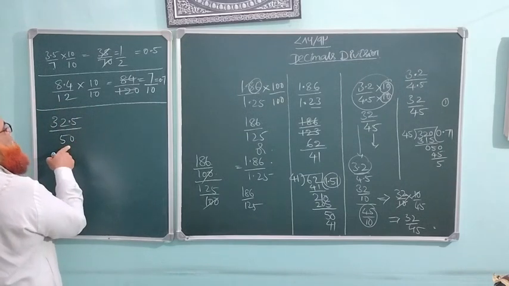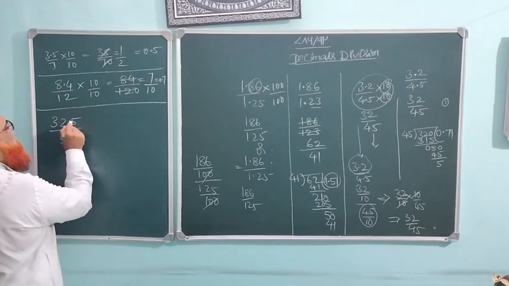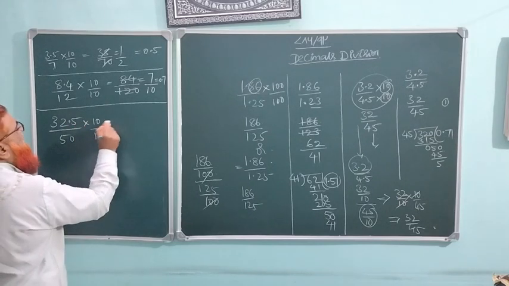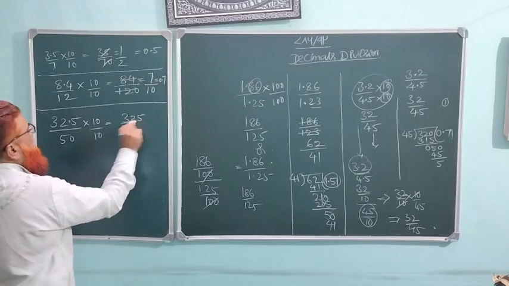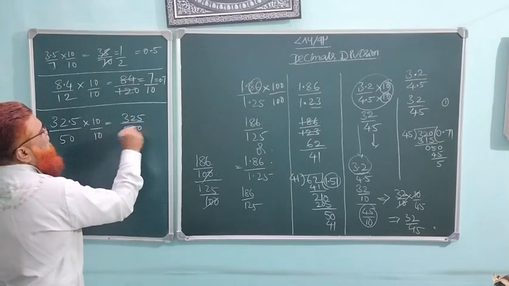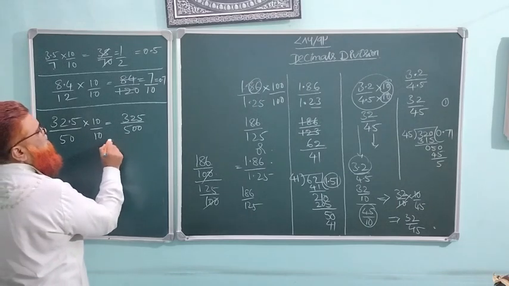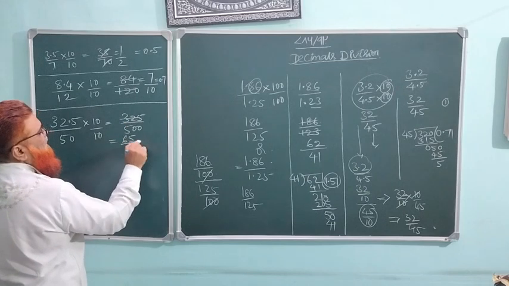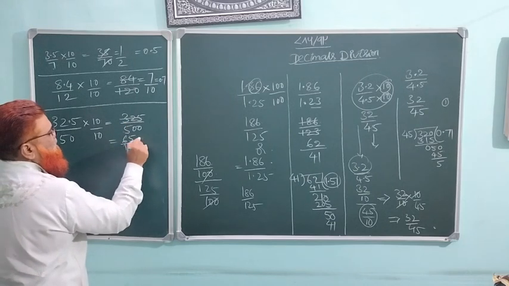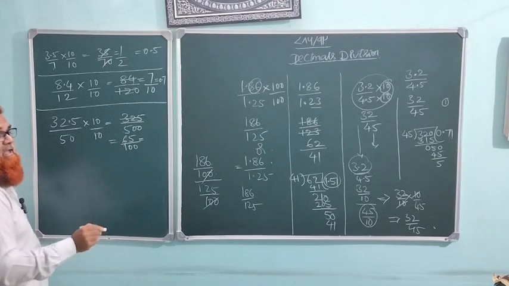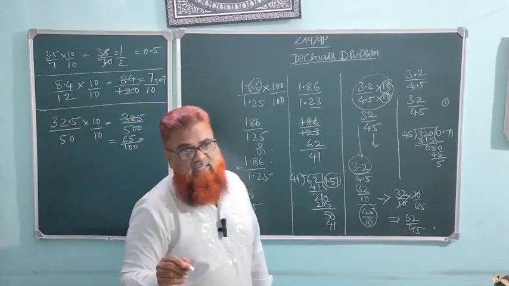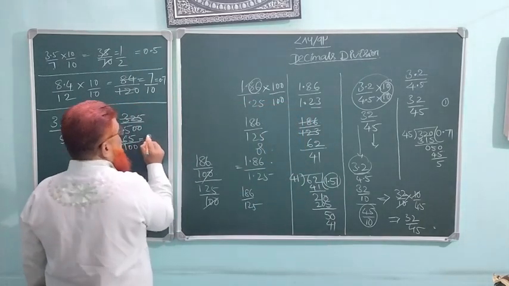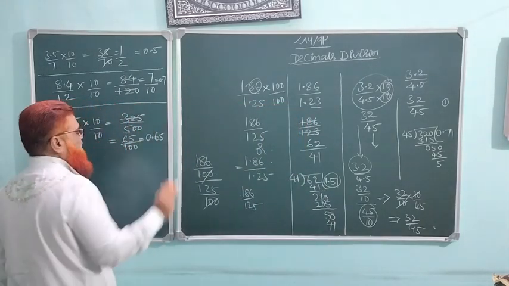32.5 by 50. Again the same thing: after the decimal there is one digit, so multiply by 10, and the lower part is also multiplied. 32.5 times 10 is 325, and 50 into 10 is 500. This can be simplified: 5 sixes are 30, 5 fives are 25, and 5 ones are 5, giving 65 by 100. Then if it is 65 by 100, you can easily write the answer as a decimal, 0.65. The value is 0.65.